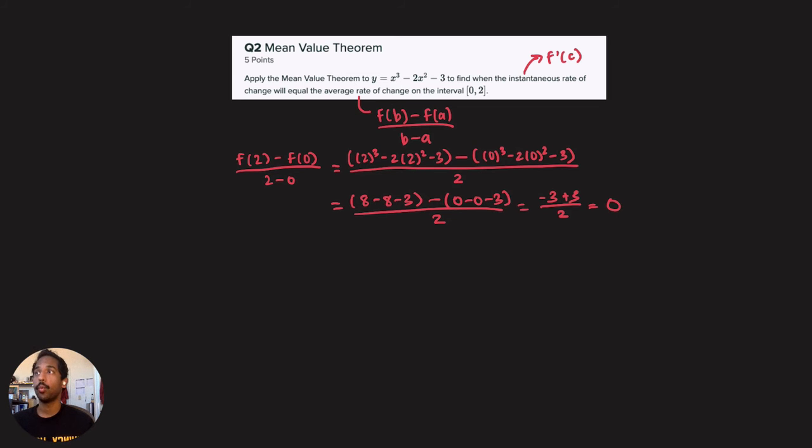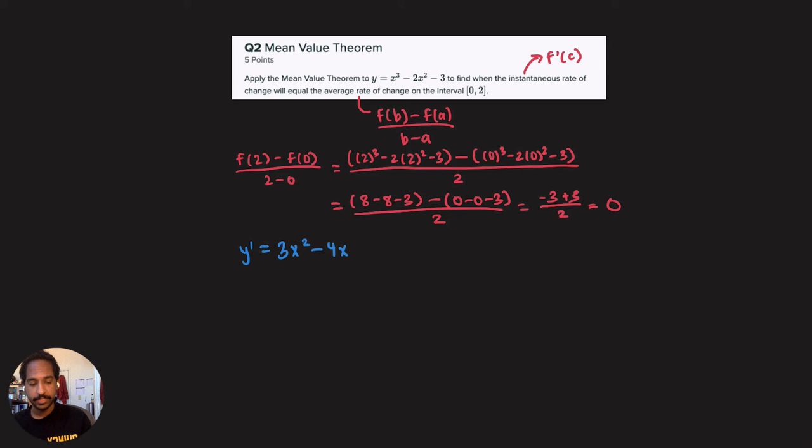Now it's asking us, when is the average rate of change equal to the instantaneous rate of change? So we want to say the instantaneous rate of change is the derivative. So let's find y prime. I'll use blue for this. y prime equals, well, I'm just going to apply the power rule, 3x squared minus 4x minus 0, because the derivative of a constant is 0. So we're left here.